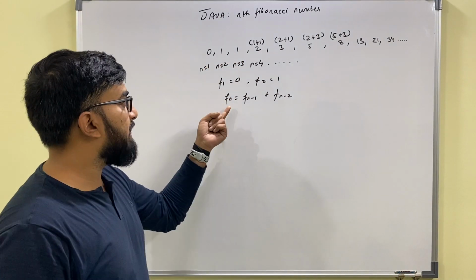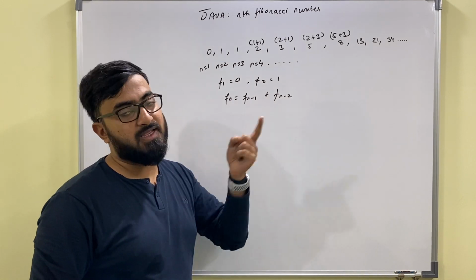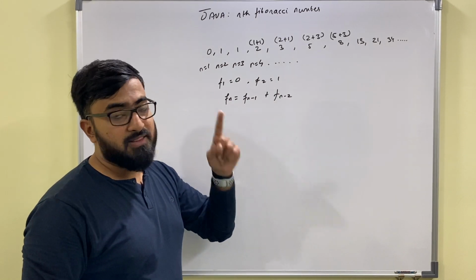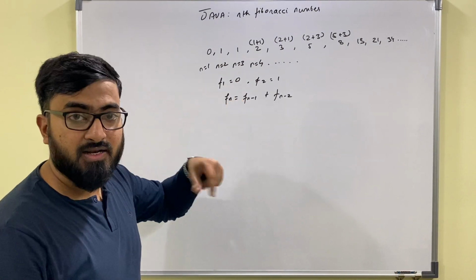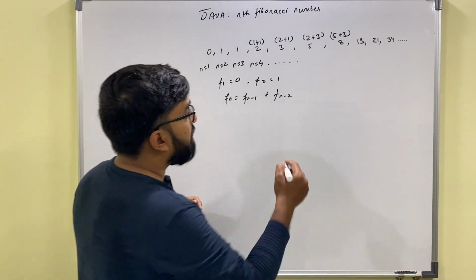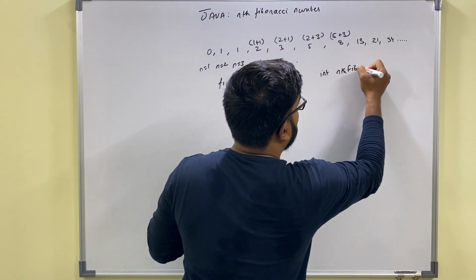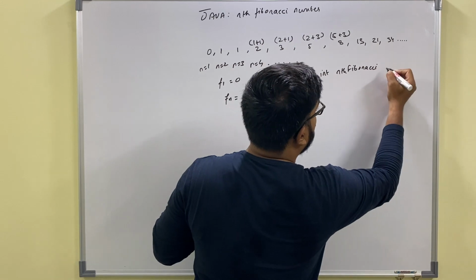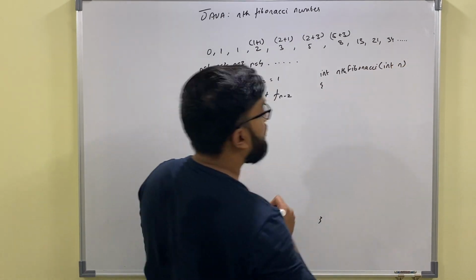Since the nth Fibonacci number is dependent on the previous two Fibonacci numbers, we can do it using recursion. But in this case, I'm going to use simple iteration. We are going to solve the recursive method in another video. So I'm going to write a method int nthFibonacci that takes an integer n and returns the nth Fibonacci number.